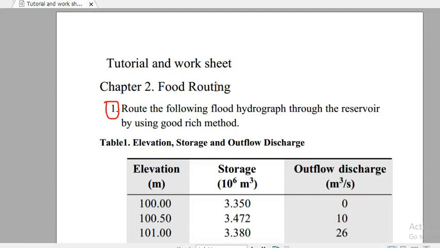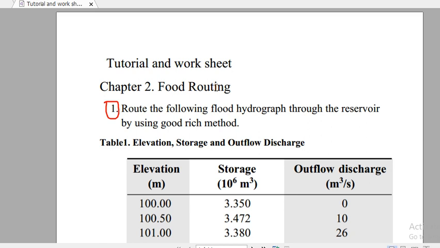Let us continue to route flood hydrograph. In flood hydrograph, we'll discuss about routing flood hydrograph. Route the following flood hydrograph through the reservoir by using Goodrich method.